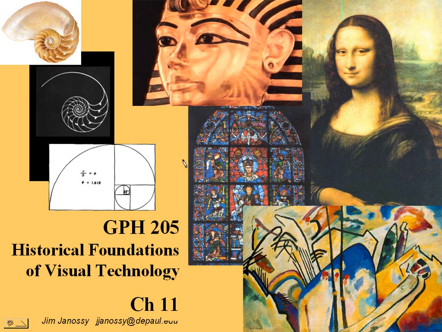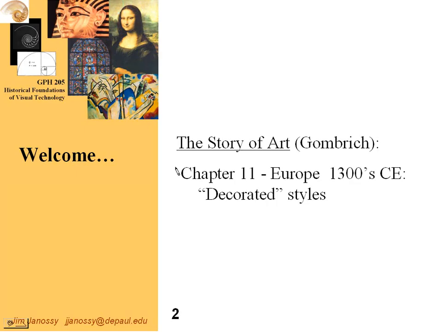This is Jim Janossy, and this is the lecture for Chapter 11 of the Gombrich textbook, The Story of Art. In this chapter, we'll be taking a look at Europe in the 1300s, that is the 14th century, this decorated style, late Gothic, and also the international style which arose out of the Gothic.